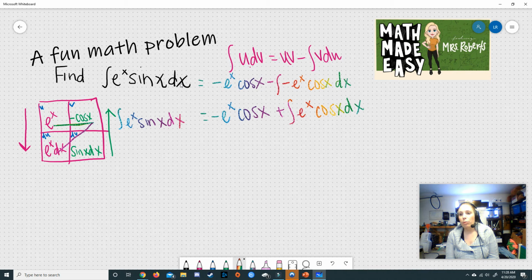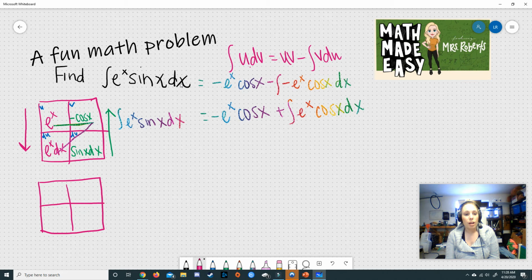Well, I have a product here. I have e to the x cosine of x, and so I'm going to do integration by parts again to solve for this right here. When I do that again, you need to be consistent with your u's. If we said e to the x was our u the first time, then e to the x is the u again. So I'm just going to make this little table again, and I'll put my u up in the left-hand corner, which makes my du e to the x dx.